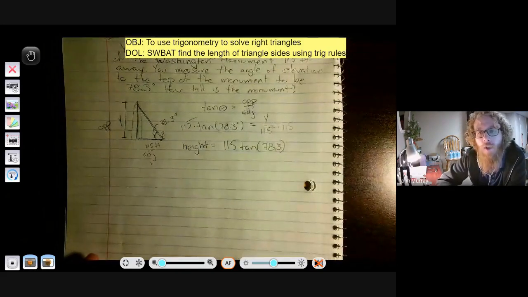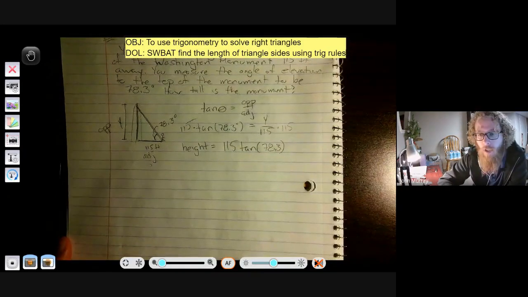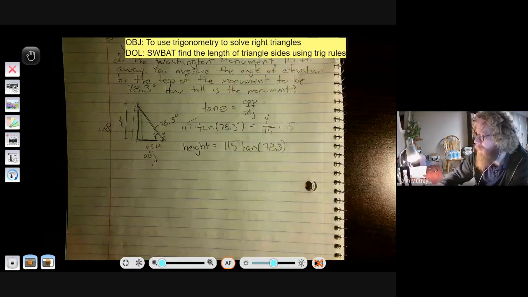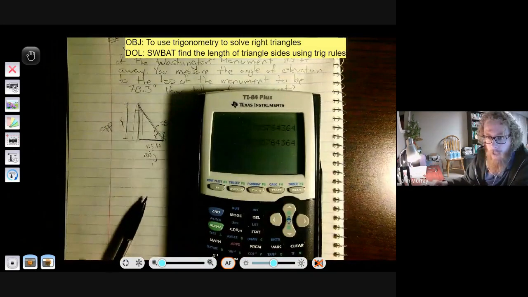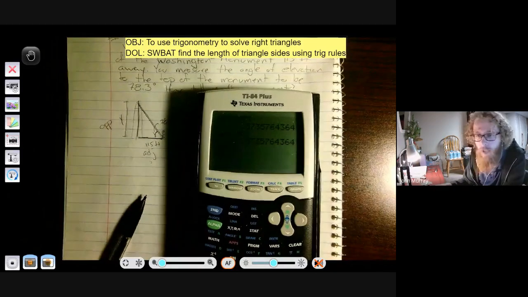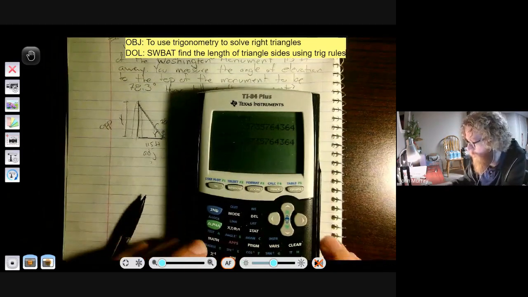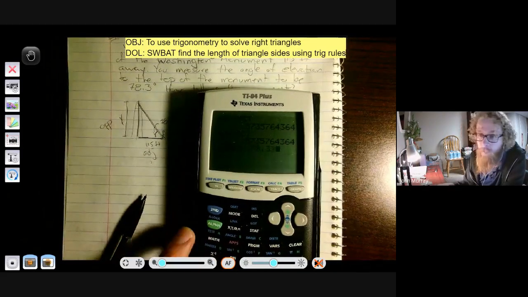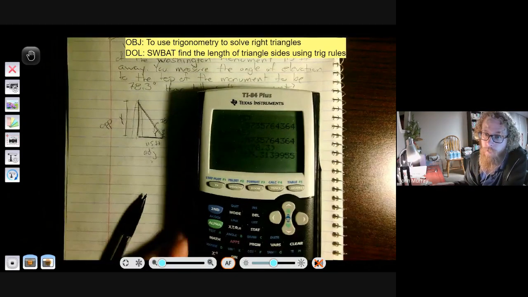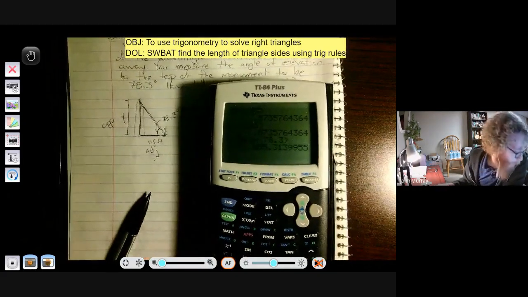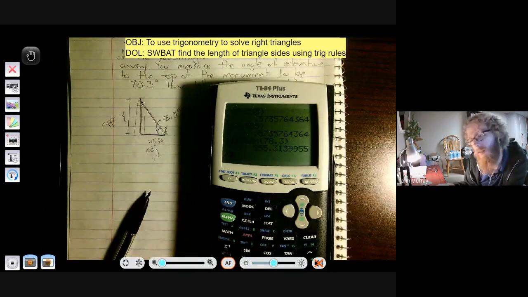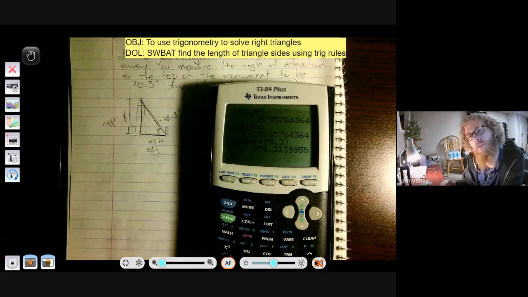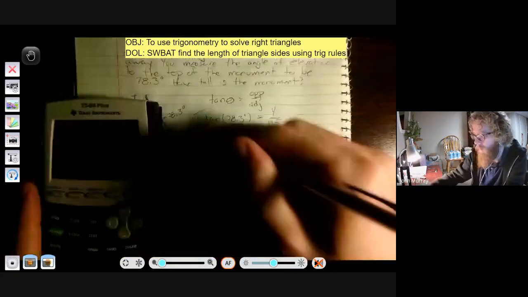So the height is going to be 115 times the tangent of 78.3. Now, if you have a calculator like this, you can just type that in as you see it. So we just calculated that the height of the monument is about 555 feet, right? We'll say 555.3.